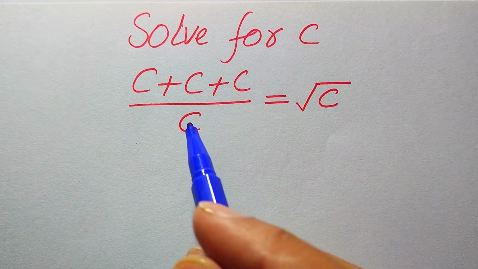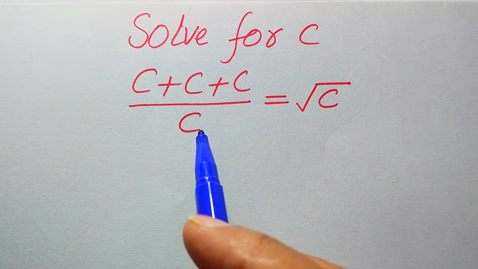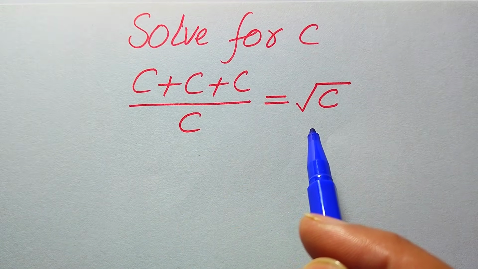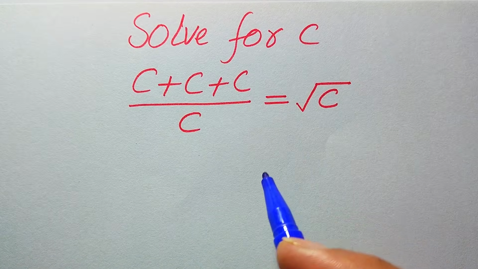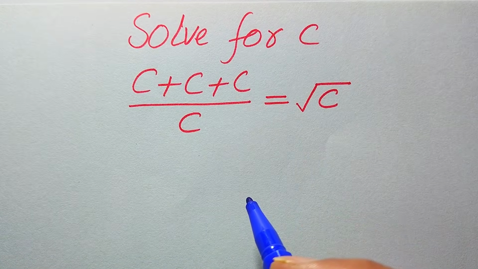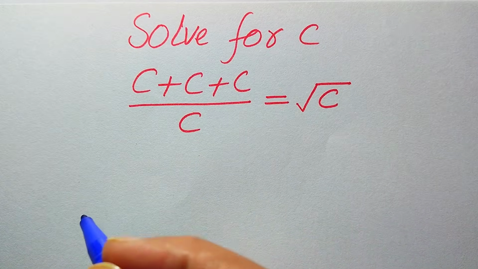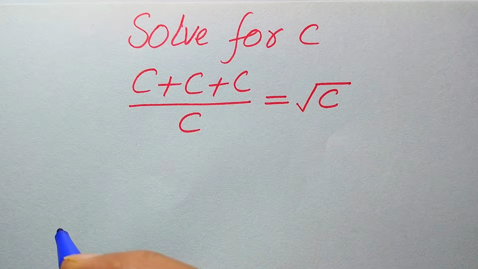So here we have (c + c + c) / c = √c, and we solve this problem for all the values of c. First we need to find all the roots of this equation, and at the last we will verify which of the roots are solutions and which of the roots are extraneous roots.